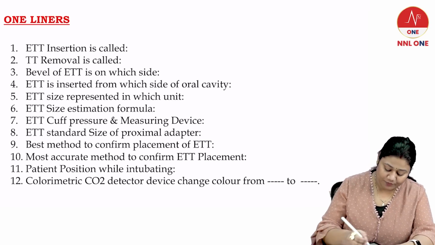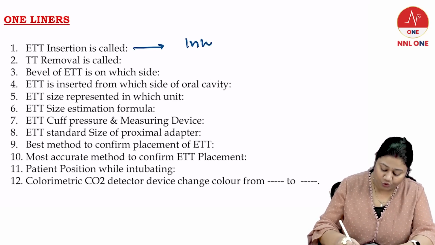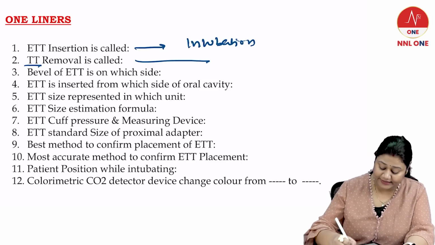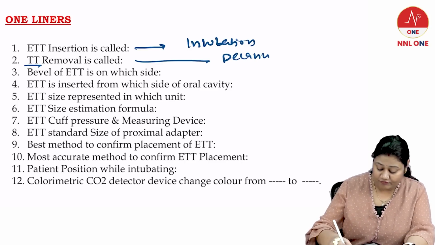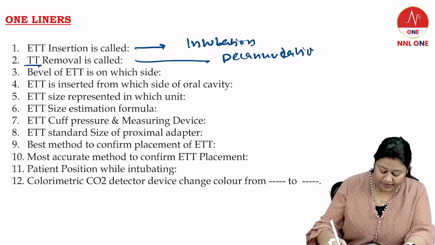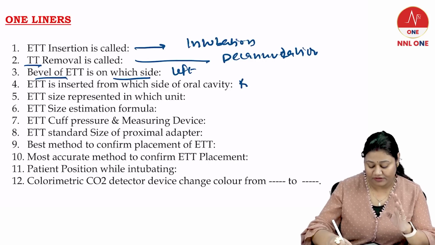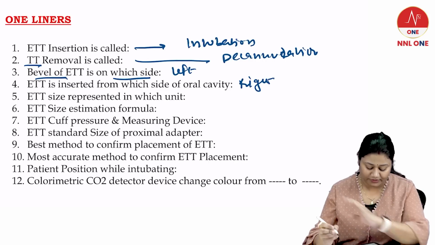Now endotracheal tube insertion is called intubation. Removal is called ET tube removal. Here you are not asked about the ET tube. Tracheostomy tube removal is the only special case, which is called decannulation. Decannulation, right? Bevel of the endotracheal tube is on the left side. ET tube is inserted from which side? So usually if the bevel is on the left side, we are inserting from the right side.